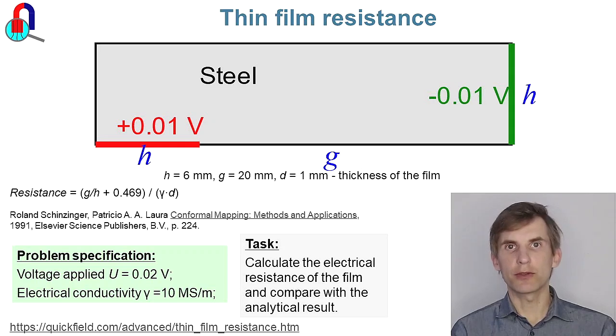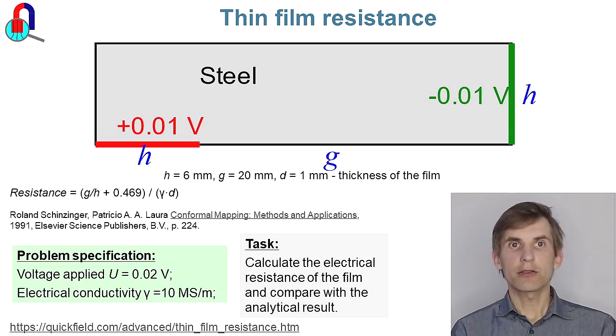I will use QuickField simulation software to run a virtual experiment. The conducting plate is thin, so I'm going to use a two-dimensional analysis. In the geometry model, I will draw a plate, specify electrical conductivity, and connect the voltage source to the terminals. QuickField will calculate the current density distribution and will be able to measure the current. The resistance is the ratio of the applied electric potential to the current value.